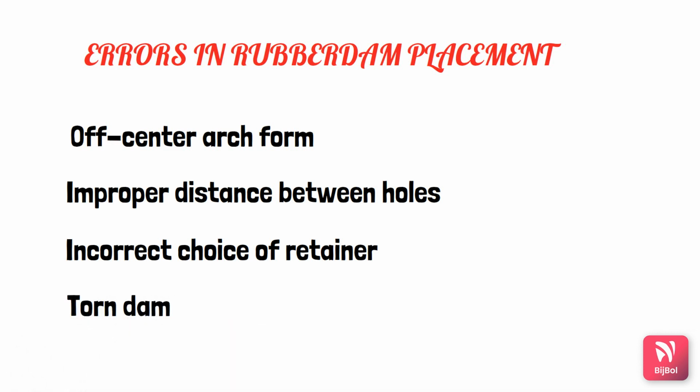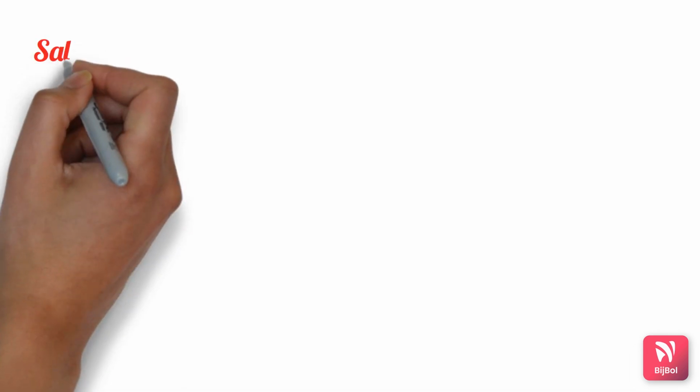Another is the torn dam. Here, the incorrect selection of the dam material is one of the causes, which may lead to the leakage and the poor moisture control. So the proper selection of the appropriate material helps in preventing the torn dam.